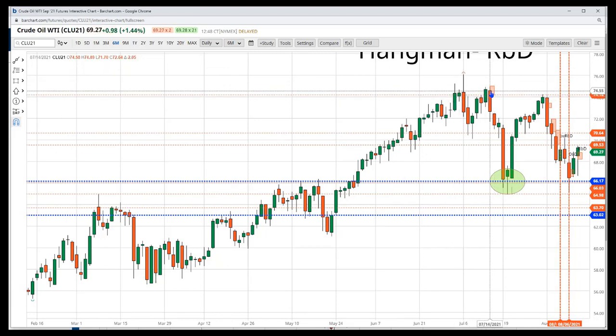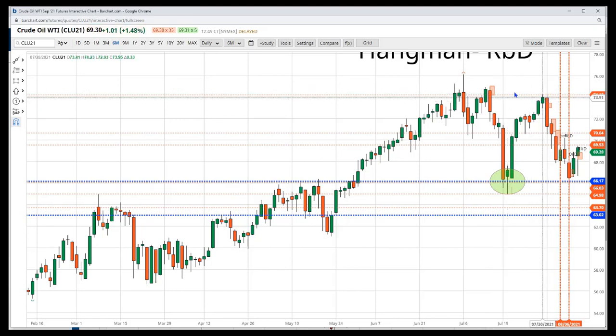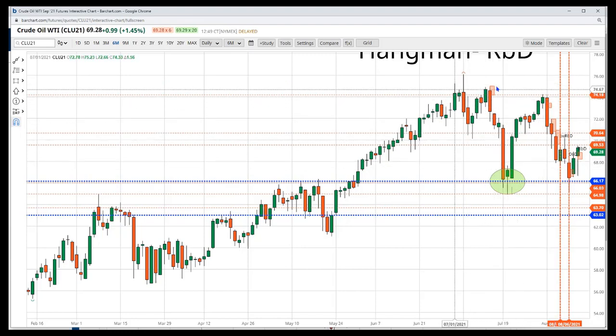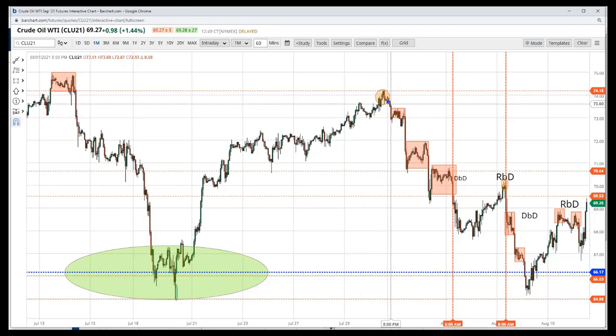This is more like a combination piercing line and harami, not engulfing. It didn't take it out on the upside, but again, another rally-base-drop. Here's your cycle of price: rally-base-drop, drop-base-drop, drop-base-rally, came back to the origin of where our sellers were at a higher time frame, and made a rally-base-drop. Again, as I go down into lower time frames, there you go: rally-base-drop, drop-base-drop, drop-base-drop. Notice that in the 60-minute time frame, that small cycle of price, the small wave, came back and tested our drop-base-drop and made a rally-base-drop.